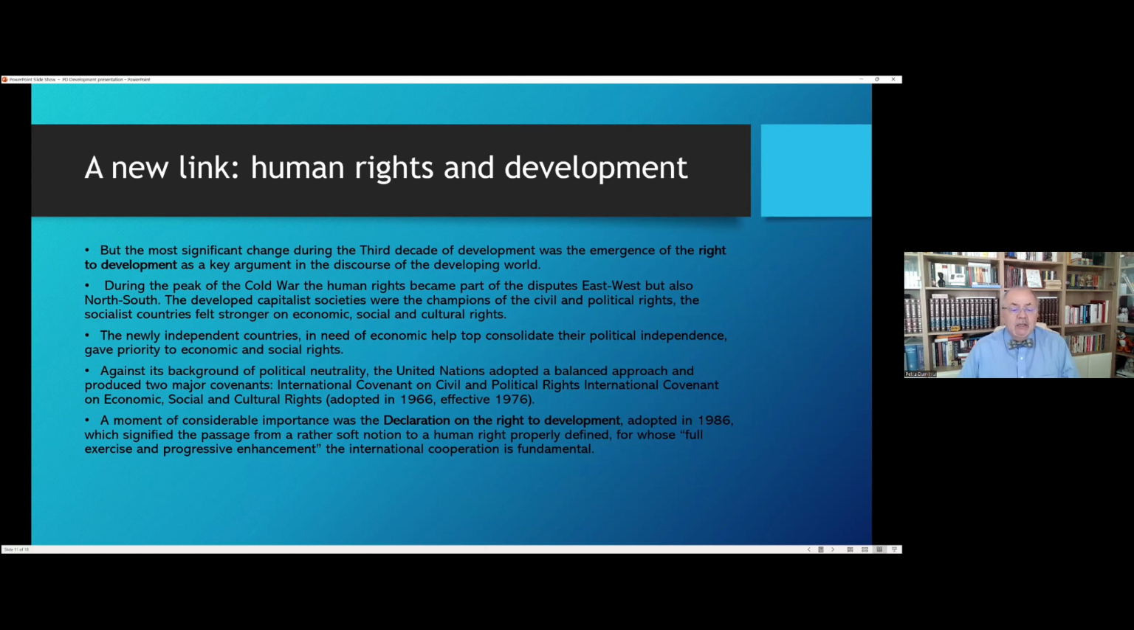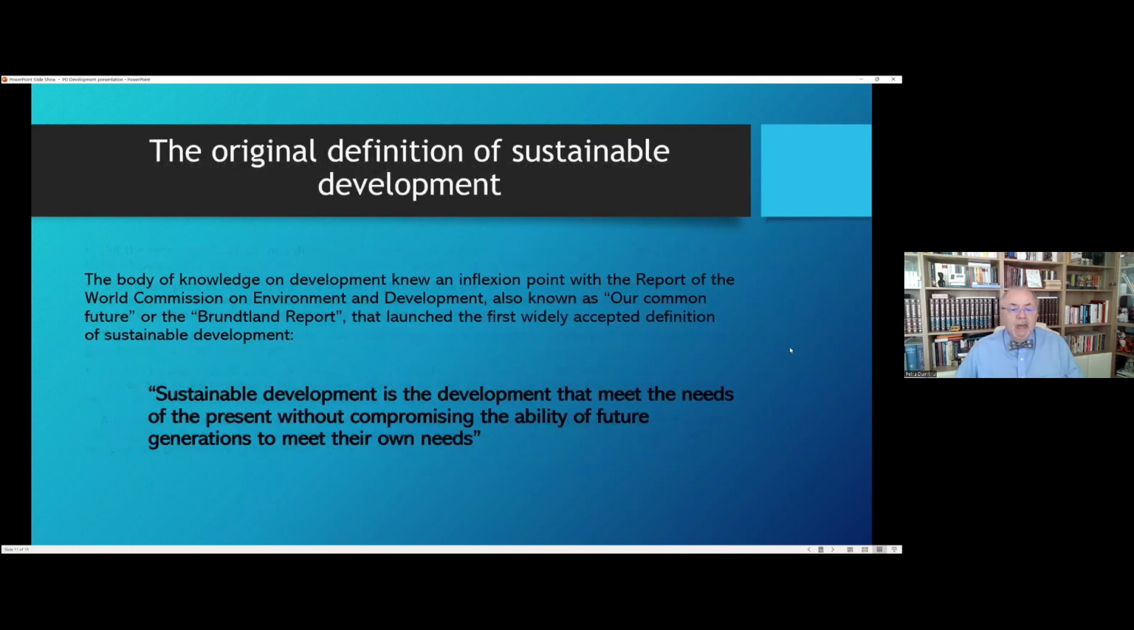So the United Nations did its best by adopting two different covenants, one on civil and political rights and one on economic and social rights. Both were adopted in 66 and effective 10 years later. And a consequence of this change of optics was the declaration of the right to development.